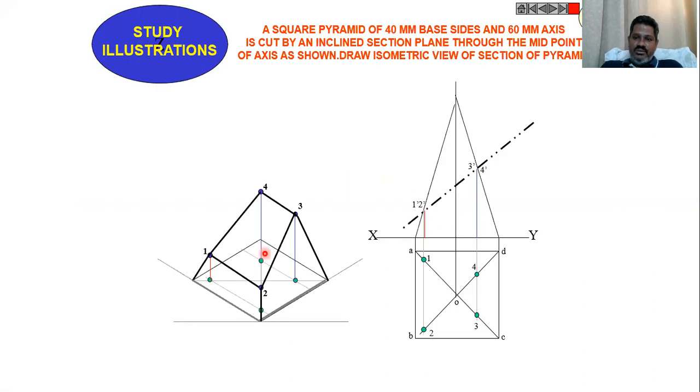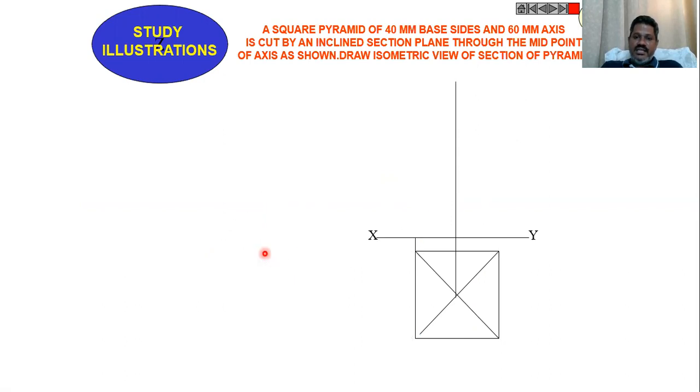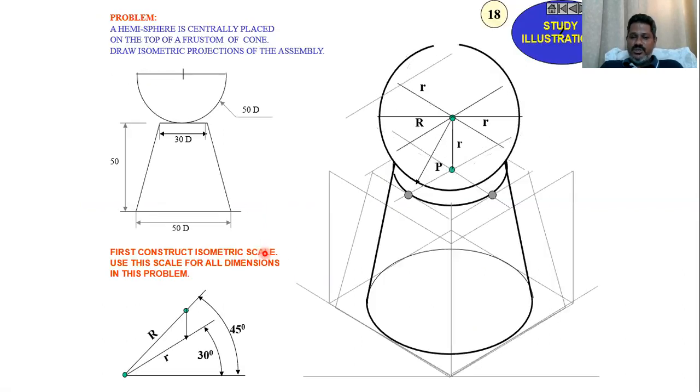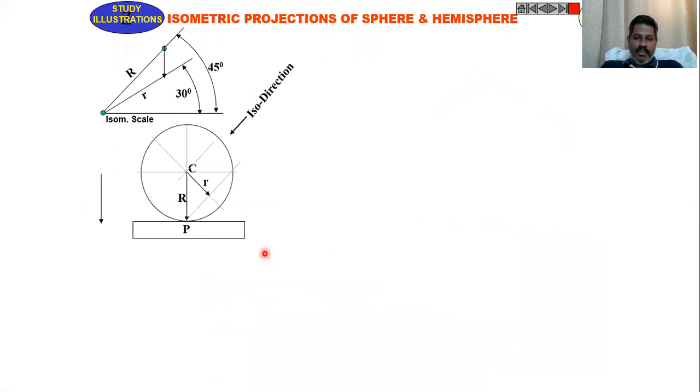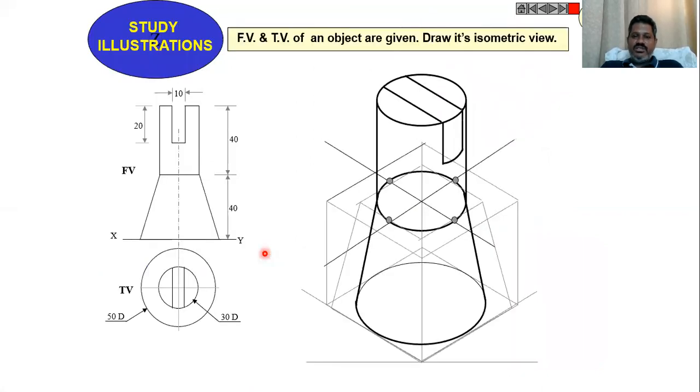Now, as of now, we have seen the isometric view of the square pyramid sectioned exactly at the mid. Then we have seen a hemisphere placed on the frustum of the cone centrally. For this also, we have drawn the isometric view. Then we have also drawn the isometric projections of the sphere and hemisphere like this. Then we have also seen the composite figure, which includes the frustum of the cone as well as the cylinder with slot.